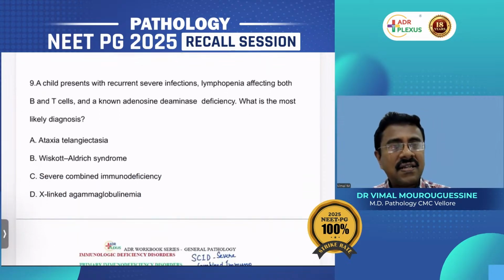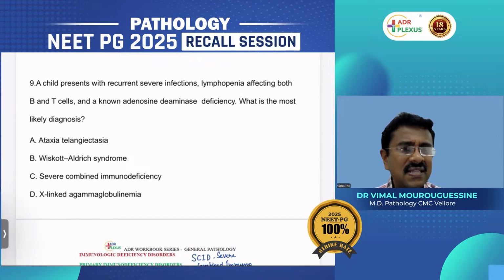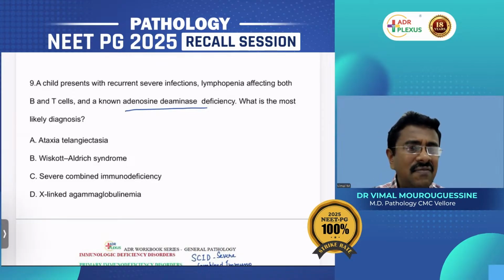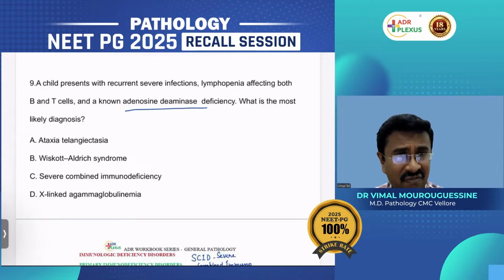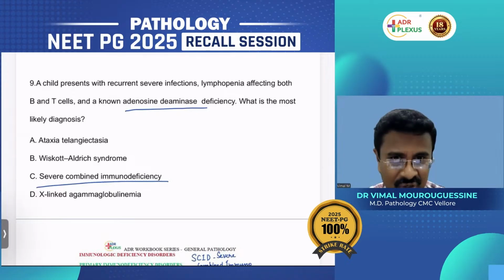Moving on to the ninth question, guys. A child presenting with a severe infection and a lymphopenia affecting both the B and T cells, and the characteristic keyword the examiner gives. That's what I used to say: though the examiner gives you a big clinical history, you have to search for the keywords. Here the keyword given is adenosine deaminase deficiency. So that is a case of SCID, severe combined immunodeficiency.